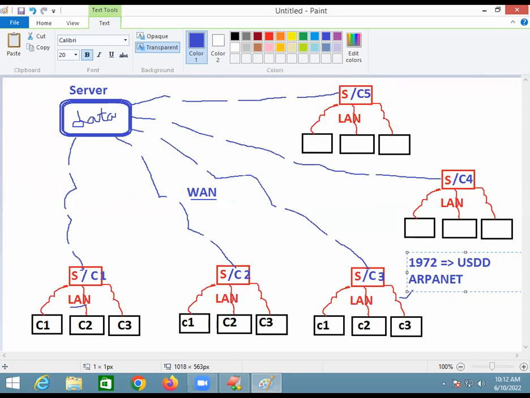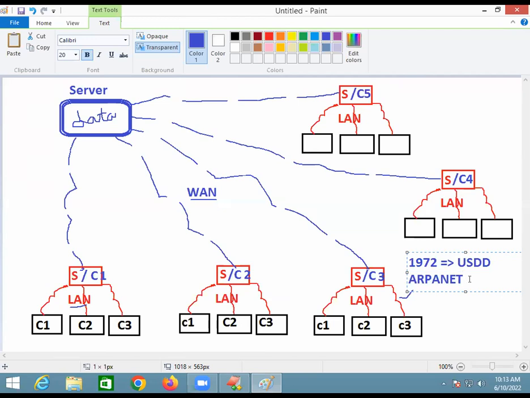ARPANET slowly converted into network, network slowly converted into internet, internet slowly converted into web operations, and now web slowly converts into cloud operations. Right now cloud is the high-level operation, growth and enhancement of the previous things: ARPANET, networking, internet, web, and cloud operations. So ARPANET was the first network name.